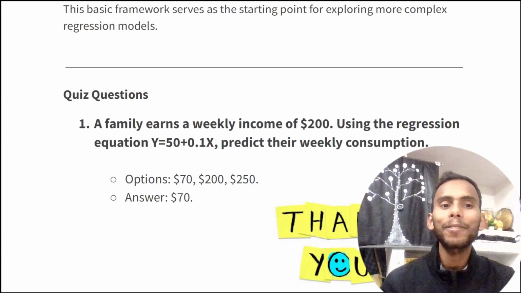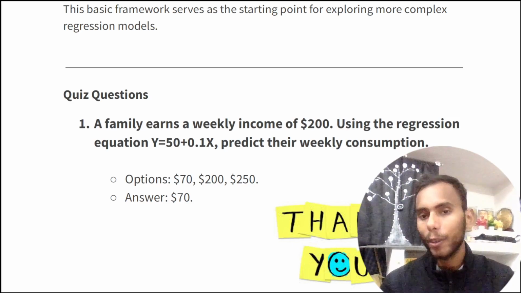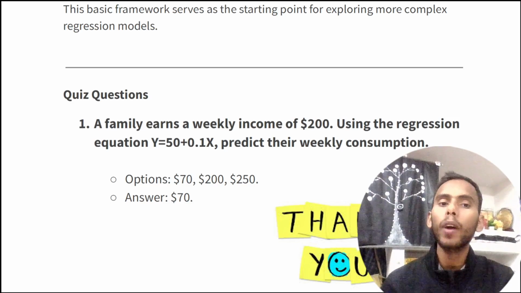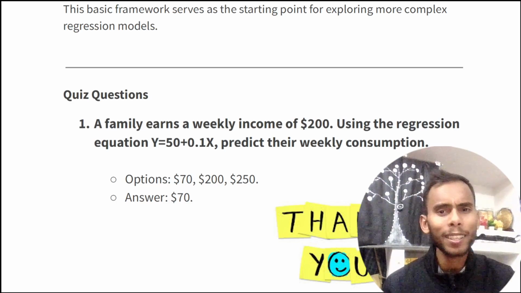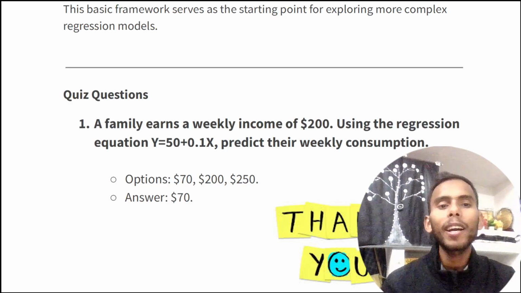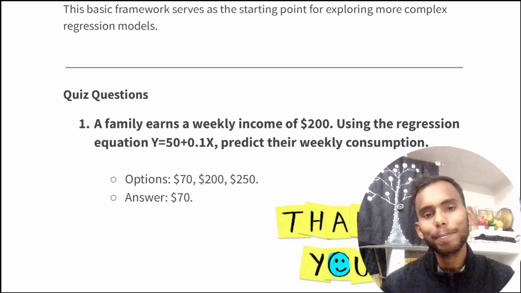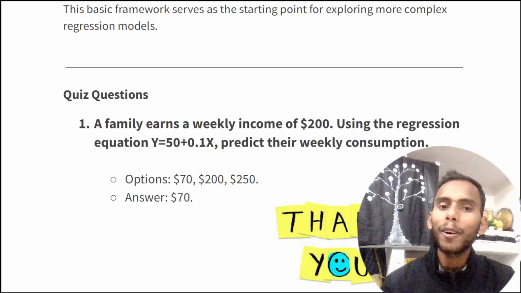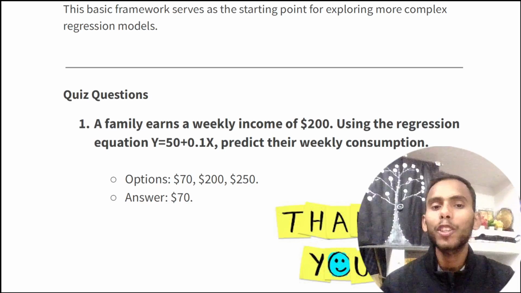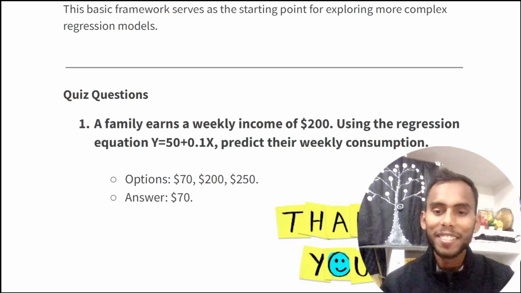For example, if a family earns a weekly income of $200, using the regression equation y equals 50 plus 0.1x, predict their weekly consumption. So there is nothing very special. You just need to put the value of x in this equation, and you will get the answer of 70, because 200 multiplied by 0.1 becomes 20, and 20 plus 50 becomes 70.